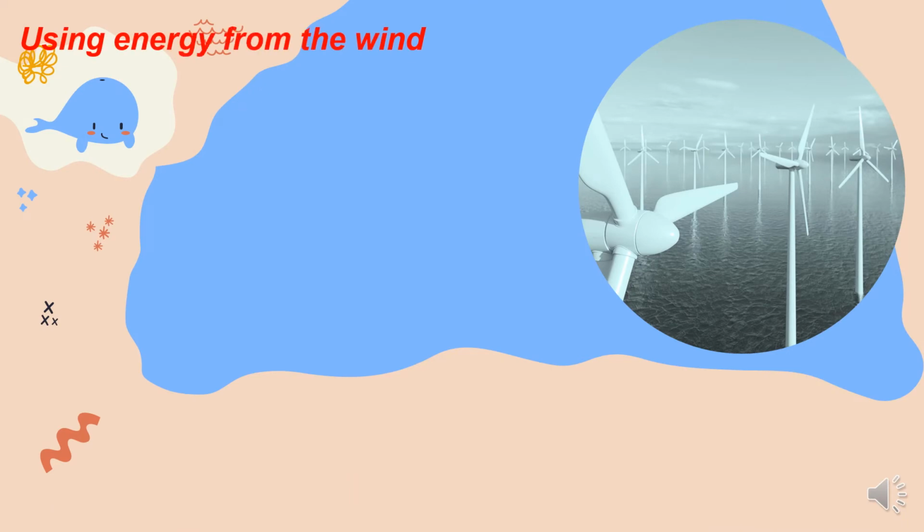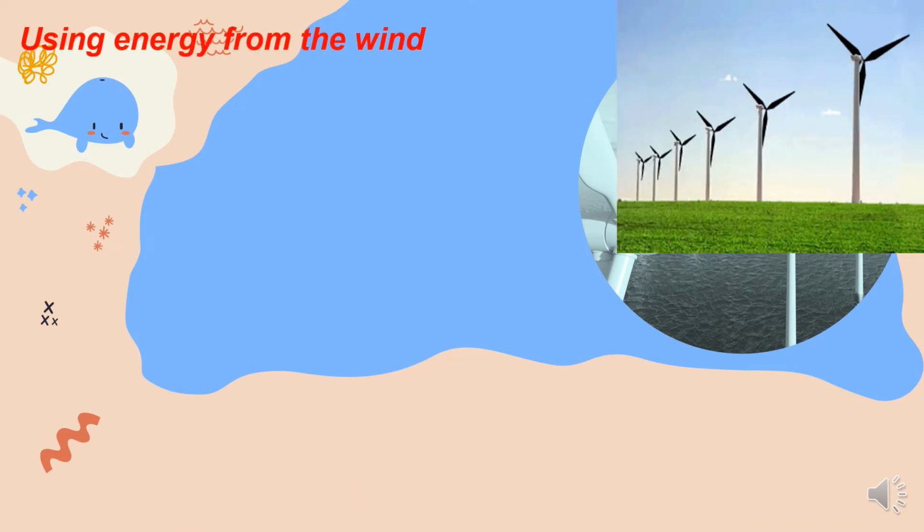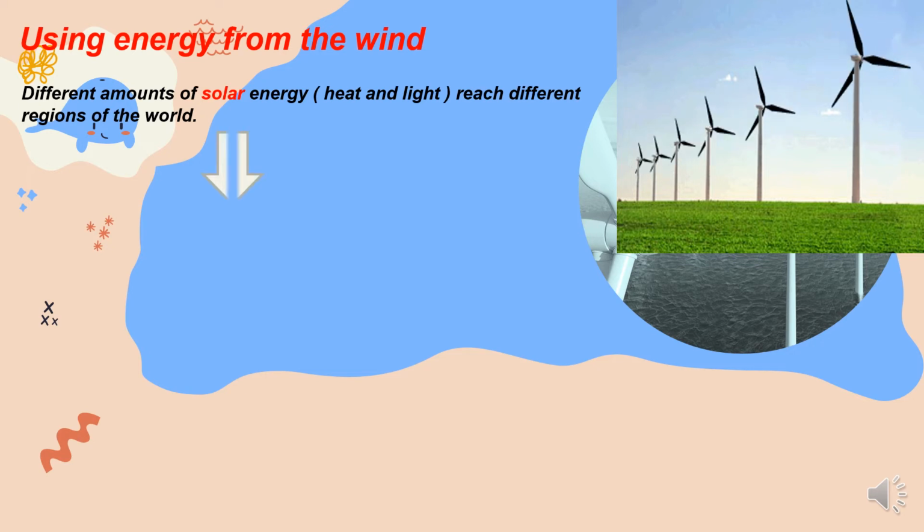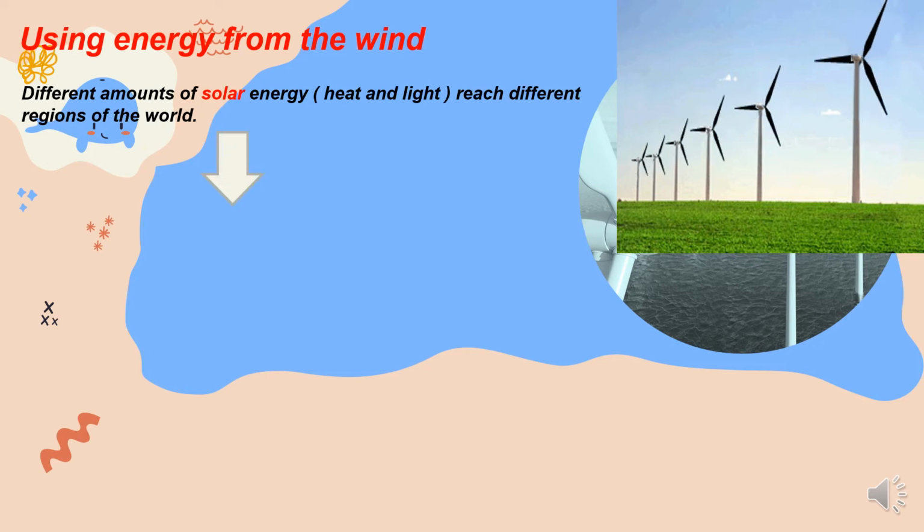Now, let's see, grade 4, how can we use the energy which comes from the wind? Think with me, grade 4. We are going to discuss it in 4 or 3 steps. Let's begin with step number 1. As you see, we have different amounts of solar energy, either heat or light energy, which reaches different areas or different regions of the world.